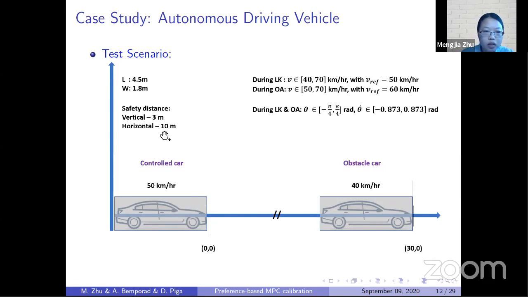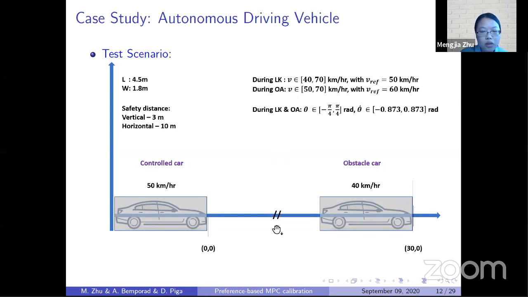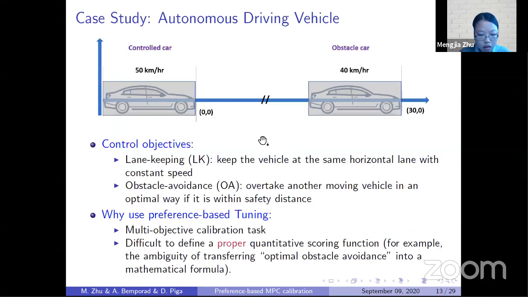At the nominal lane keeping condition, the controlled car is moving at 50 kilometers per hour. But when the obstacle car is within the safety distance, which in this case is set to 10 meters, the controlled car needs to overtake the obstacle car in an optimal way, and the vertical distance between the two cars needs to be at least 3 meters. These are some constraints that apply to the velocity and the steering angle during the test scenario. So there are two main control objectives in this case, which are lane keeping and obstacle avoidance.